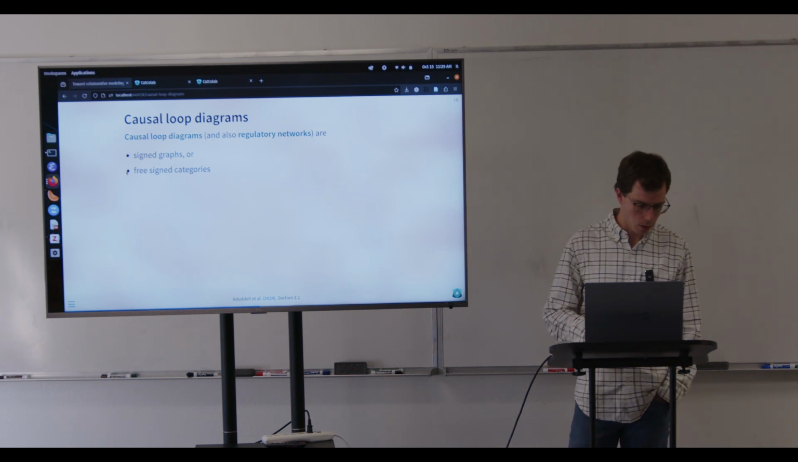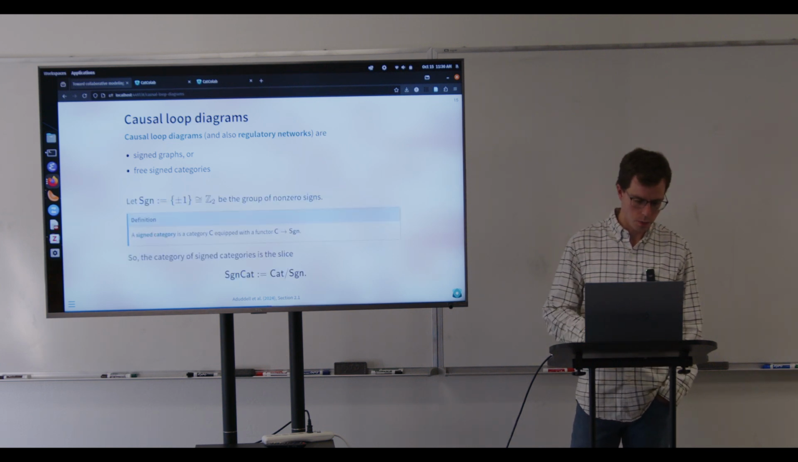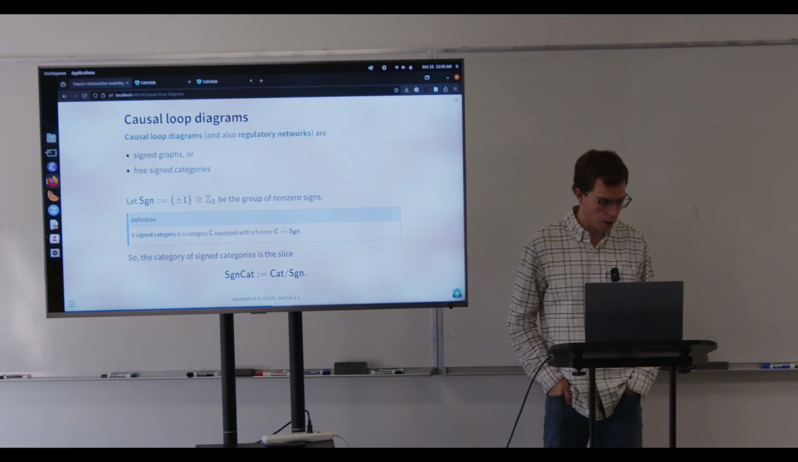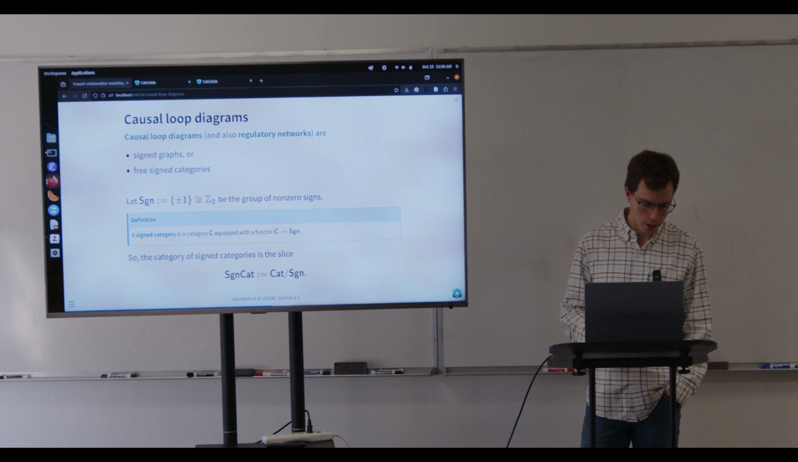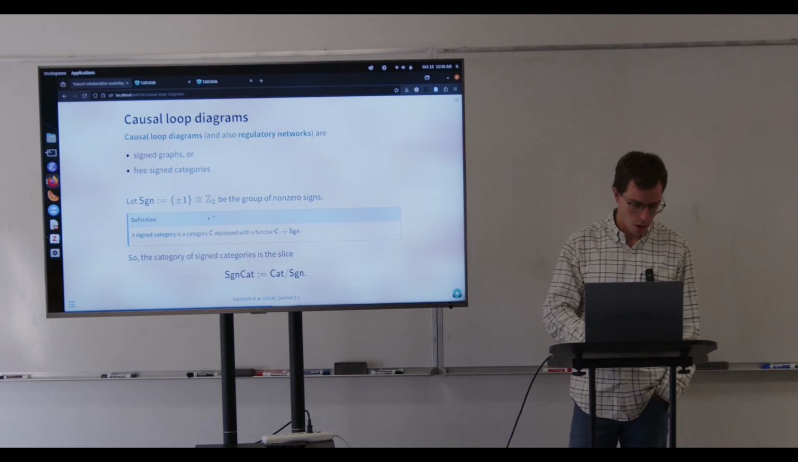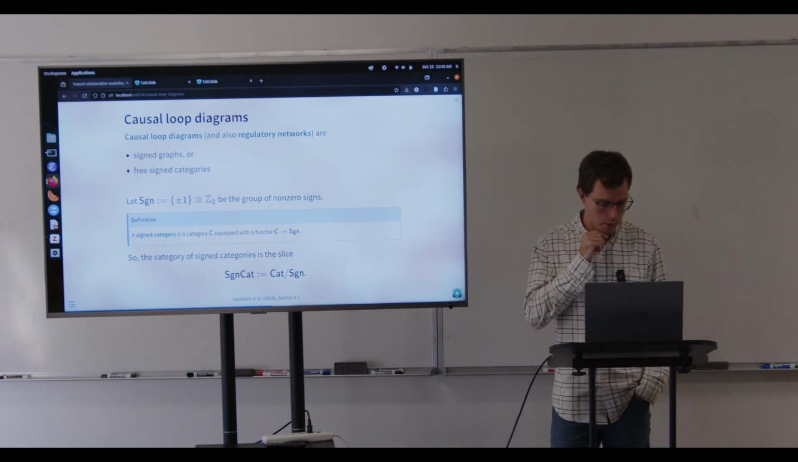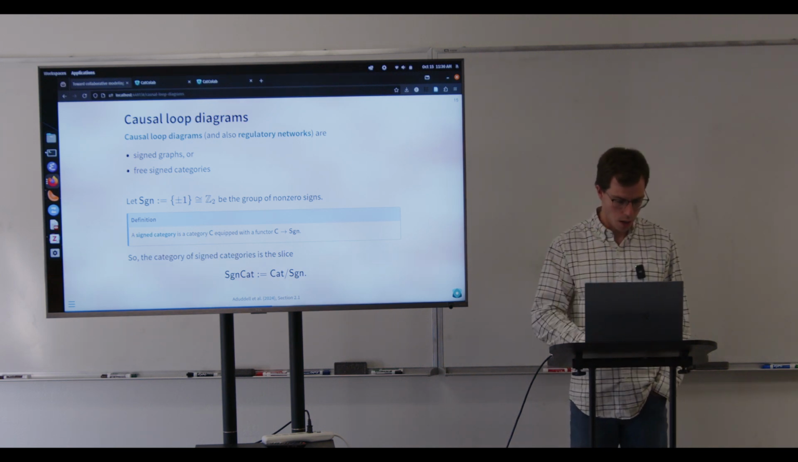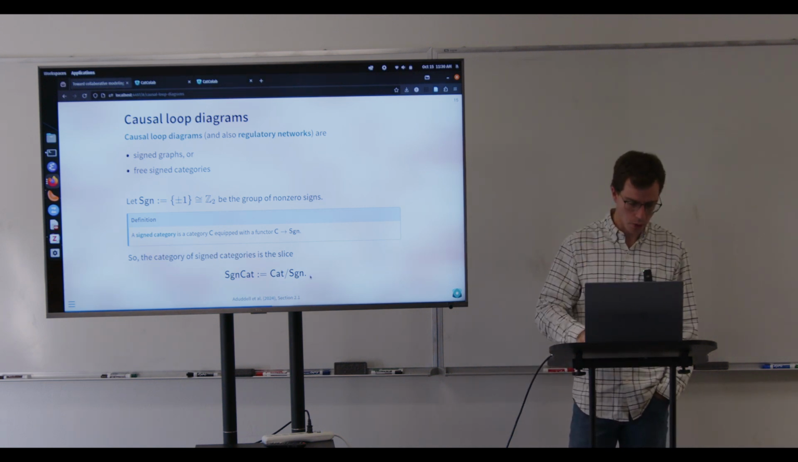I'll say a bit more in a bit about why it's useful to think about these not merely as signed graphs, but as free signed categories. But insofar as this is a tool for working with categorical structures, we think of them first and foremost as signed categories. To be a bit more precise, we start with the group of non-zero signs under their usual multiplication, which in additive notation people would call Z2. A signed category is a category that's equipped with a functor into signs, where we view this group as a monoid and then as a category in the usual way. In other words, the category of signed categories is just the slice of Cat over this monoid.